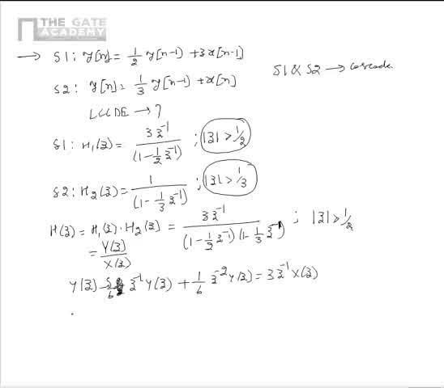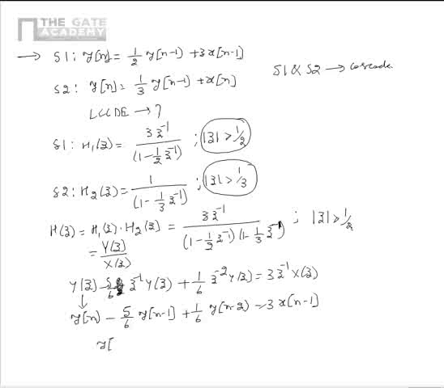By taking inverse z transform on both sides, we get inverse z transform of Y(z) as y(n), and minus 5 by 6 times inverse z transform of z inverse Y(z) is y(n minus 1), plus 1 by 6 inverse z transform of z power minus 2 Y(z) is y(n minus 2), equal to 3 into x(n minus 1).